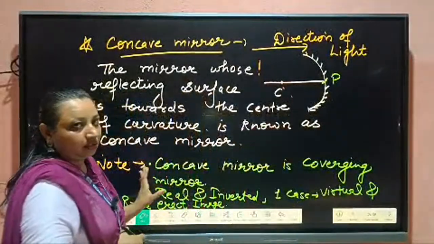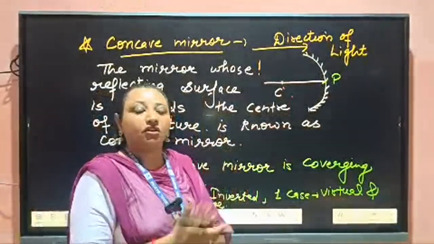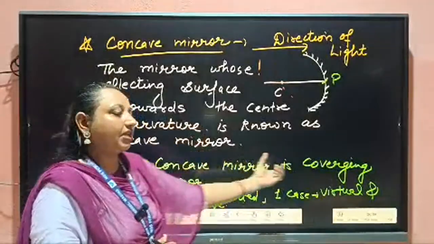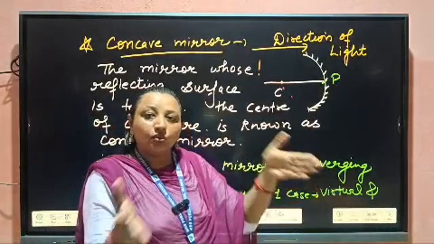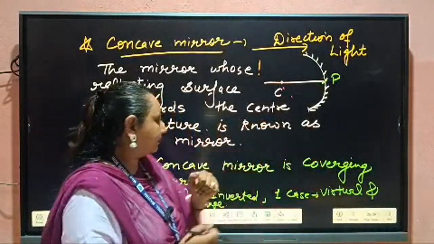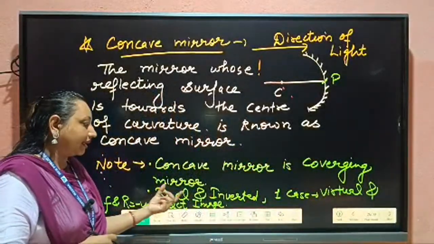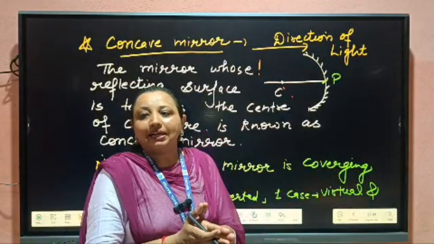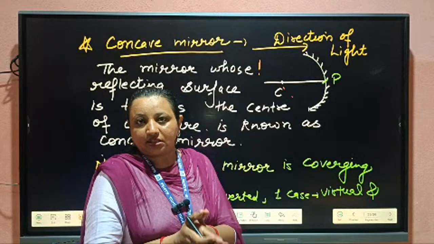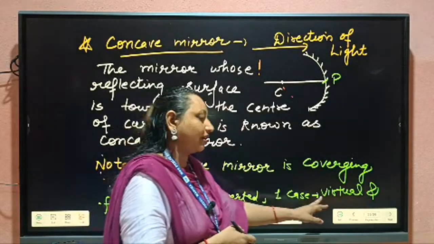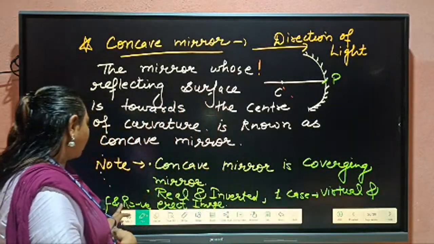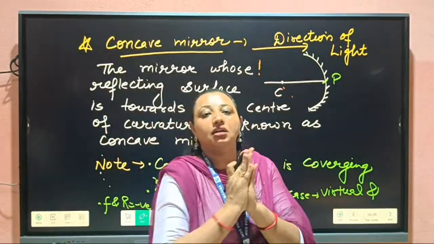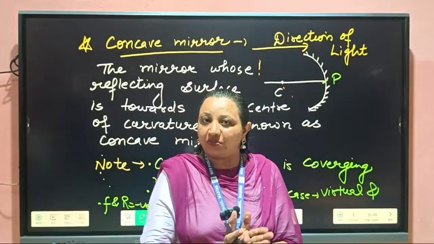And the things you have to remember about the concave mirror is, if the light goes from left to right, then concave mirror is a converging mirror. It converges the light rays at a point. Next, it forms real and inverted image, except that one case in which the object lies between pole and focus. There, in that case, it forms virtual and erect images. And focal length and radius of curvature are negative in case of a concave mirror.